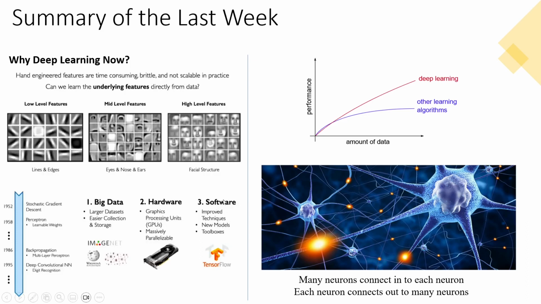And now we have a lot of libraries that we can use for neural networks. We usually use TensorFlow for our studies in this lecture, but you can use other libraries. I prefer TensorFlow because it works on Google Colab, which I introduced to you in the previous lecture. It's a free service from Google. You can basically execute your neural networks there and get results. And the motivation for deep learning was many neurons connecting to each neuron, and each neuron connecting out to many neurons. That's how we create a neural network.